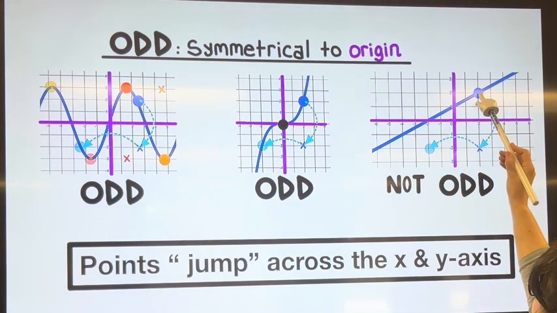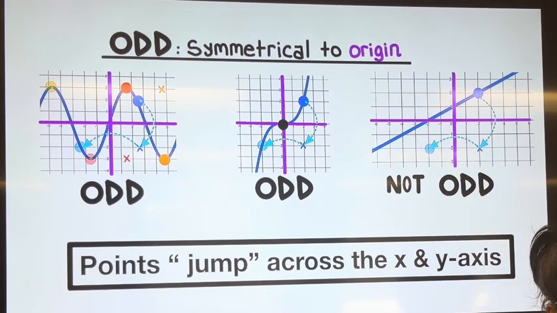Now if I checked as well, this one would also not be even. If I take this one, jump across, I'm not on the graph. So this graph is not even and it's not odd. I would say it's neither.